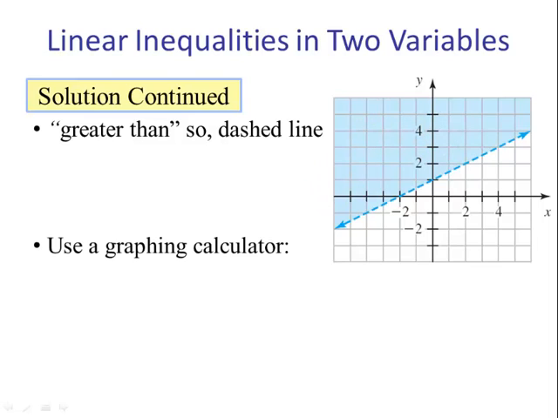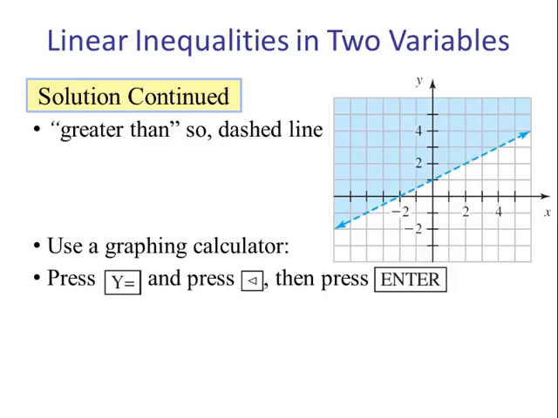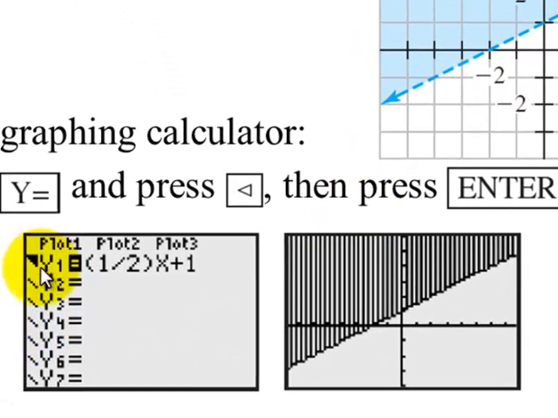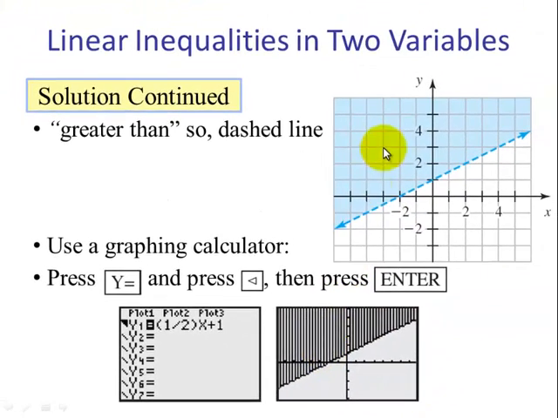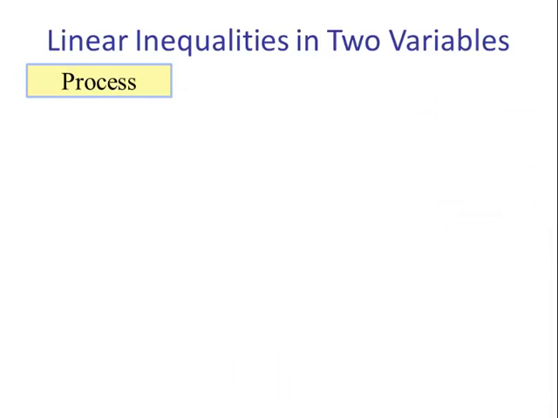If we use the graphing calculator, we press the y equals button. Then we want to move to the left using the left arrow key and pressing enter. This will change this from a dotted diagonal line to this region. Now what this means is this is greater than, this is above the line. And hit graph, and this is what the graphing calculator will show us, which is essentially the same as doing it by hand. So let's look at the process.